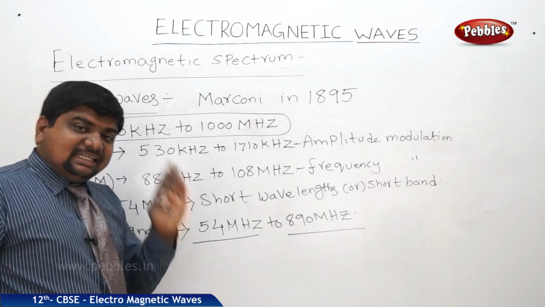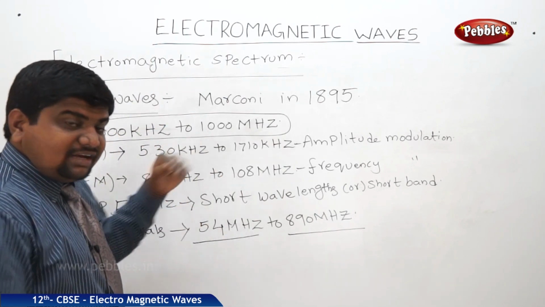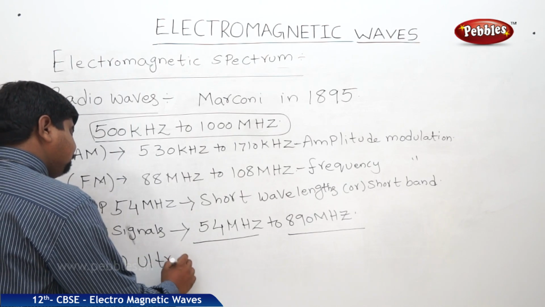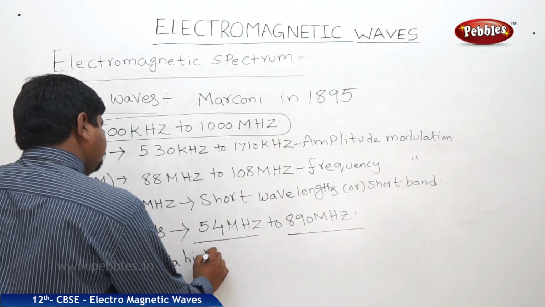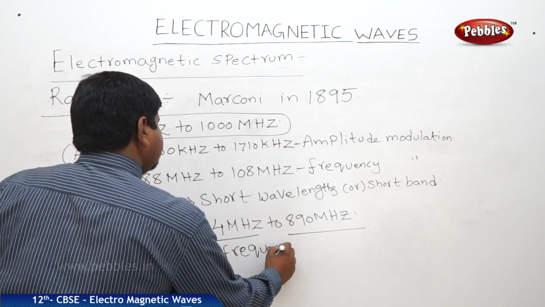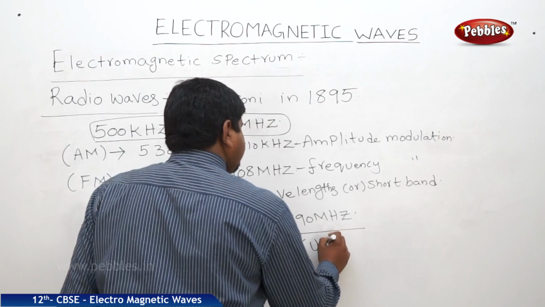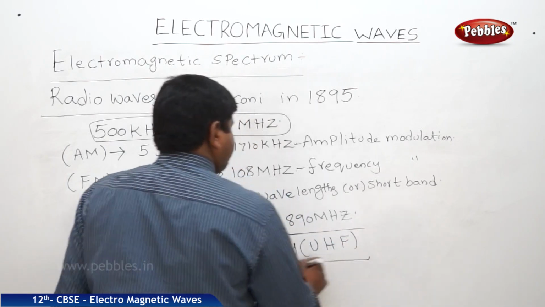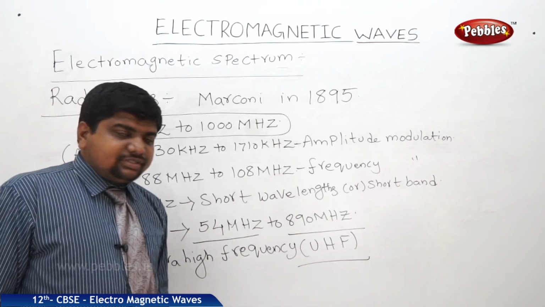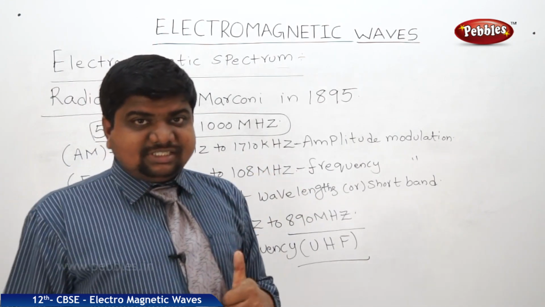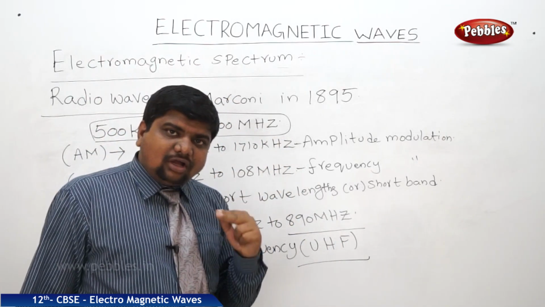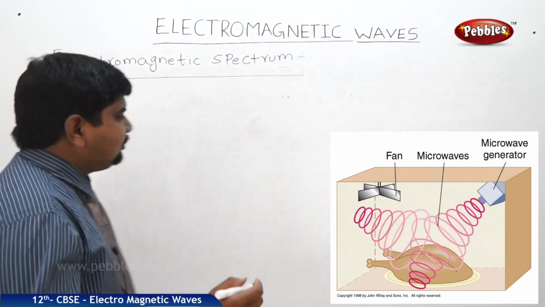So, the cell phone signals are also radio waves, but the cell phone signals work in ultra high frequency, nothing but UHF. So what is the use of radio waves? It is useful for TV signal transmission, radio signal transmission, and cell phone signal transmission also. Now we will see about the microwaves.